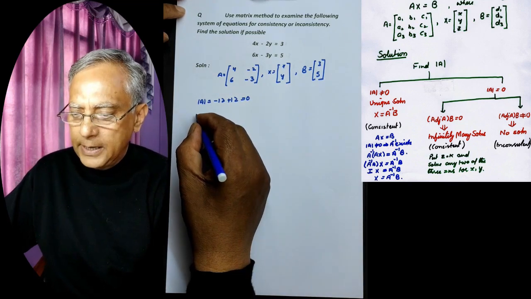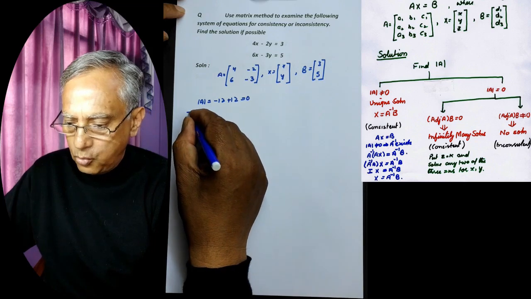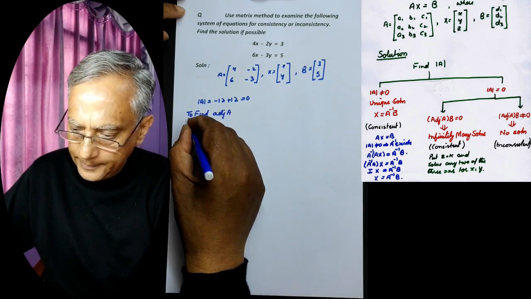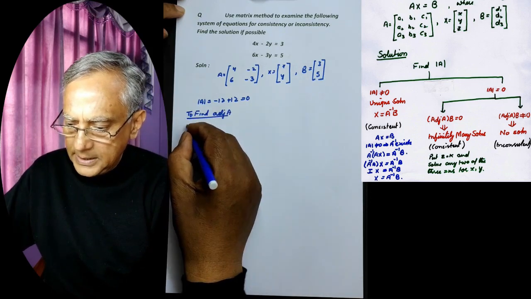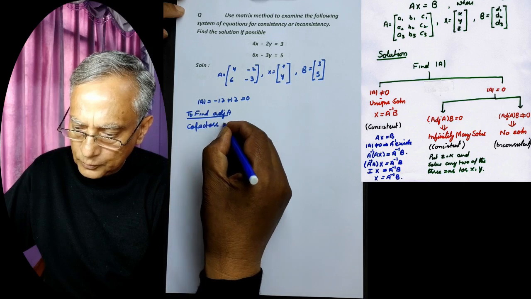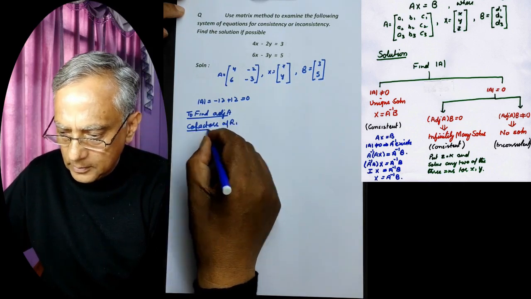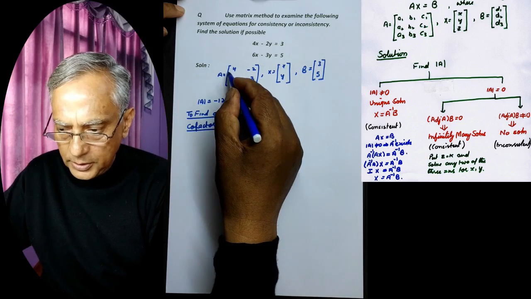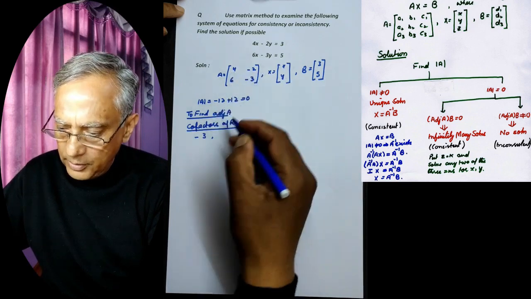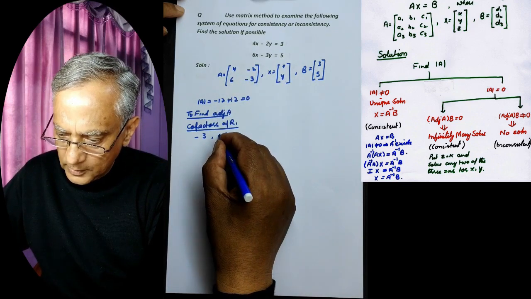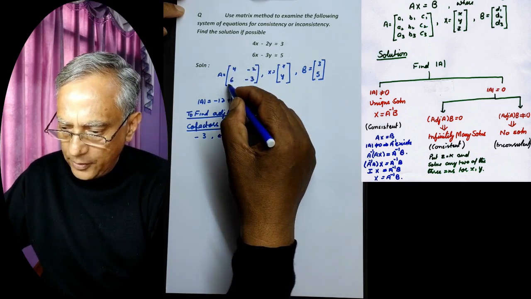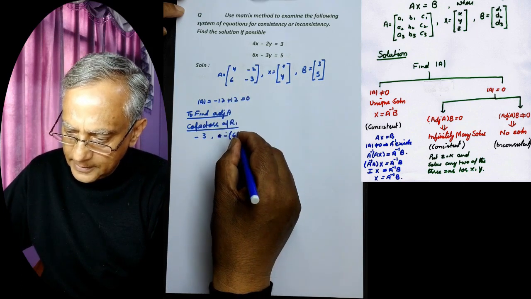So what we do is we find the adjoint of A. Now replace each entry by its cofactor. So we find cofactors of R1, the first row. So this is gone, this is gone. The first cofactor is minus 3, and the place is 1,1. So the sign is positive and this will be negative. And this is gone, this is gone. So we will have minus 6.